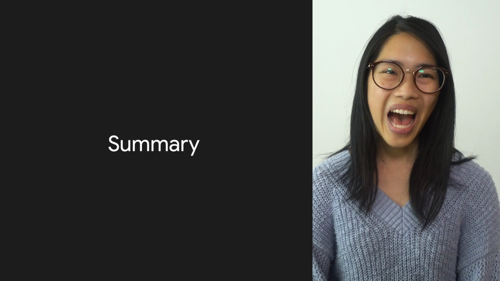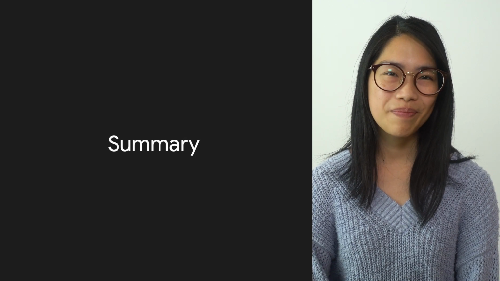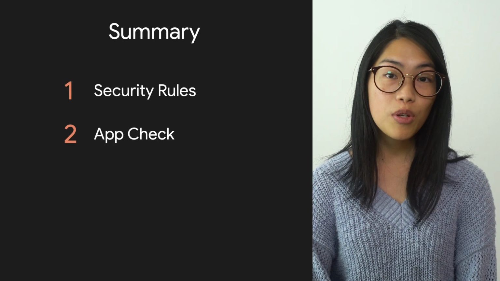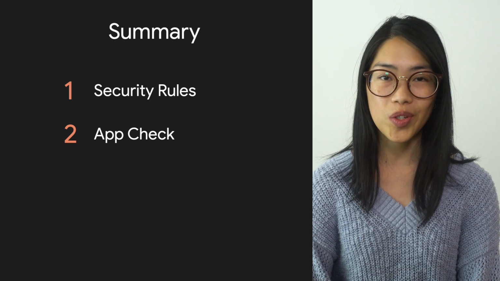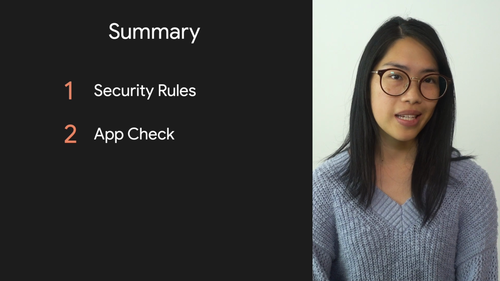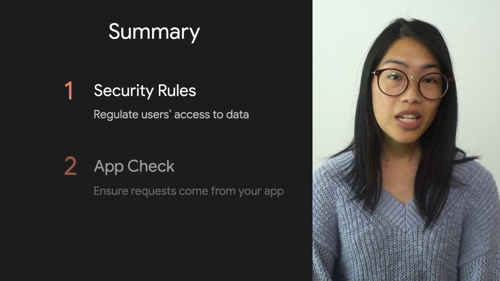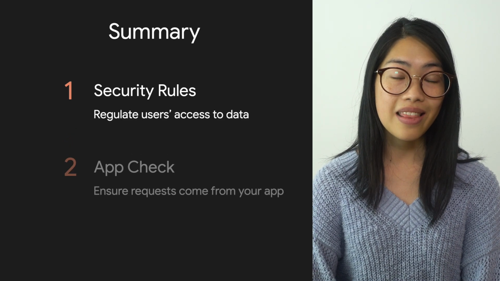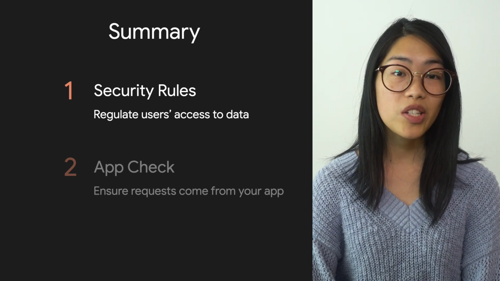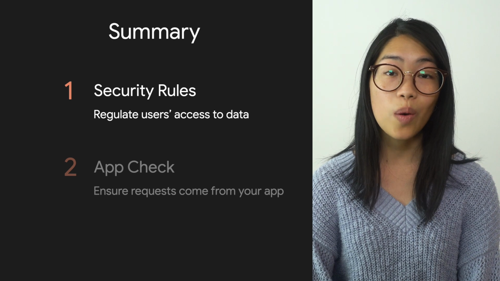So today you learned how to use AppCheck to protect your backend. Let's summarize. AppCheck and security rules are two security features in Firebase that help you to protect your app and your users' data. They might sound similar, but they serve different purposes. Security rules make sure users can only access the data that they are allowed. For example, you can use security rules to make sure users can only read and write their own tasks in a to-do list app.